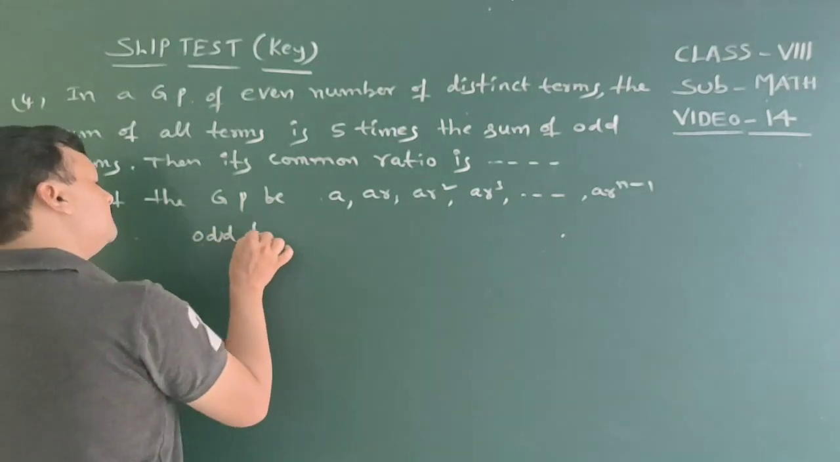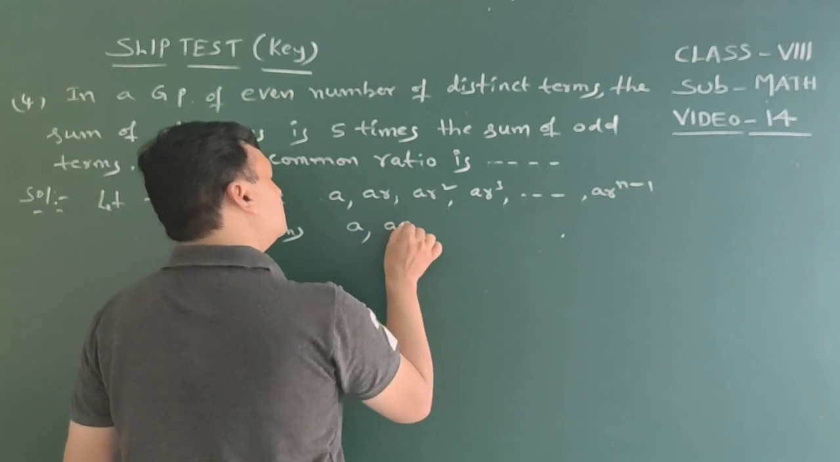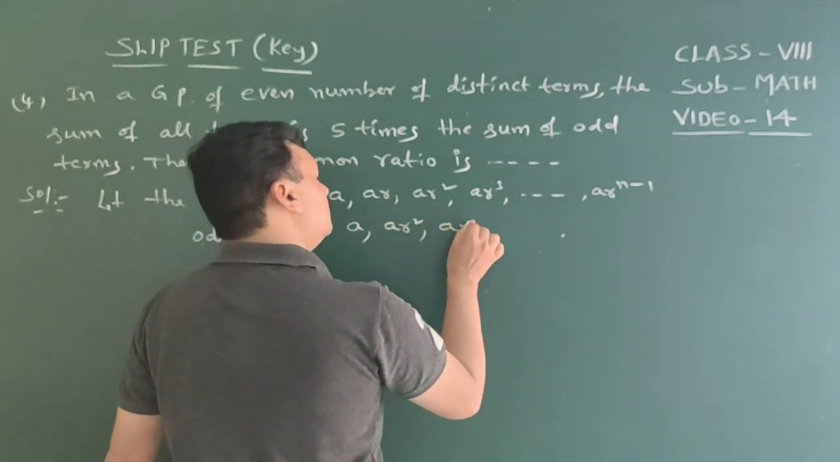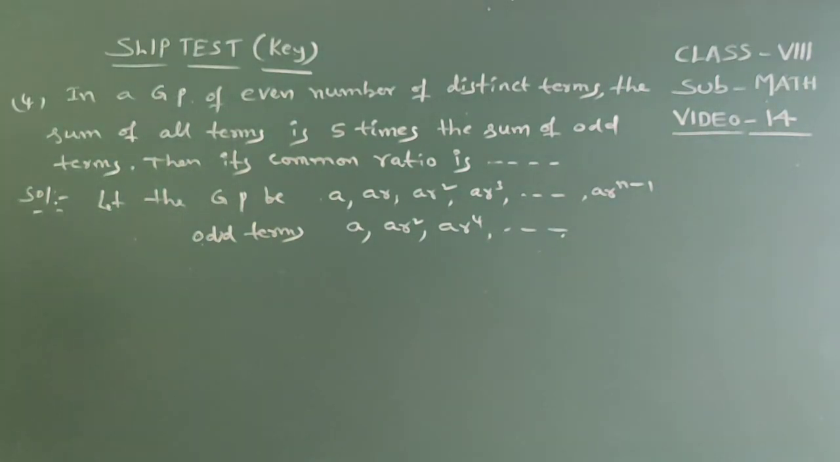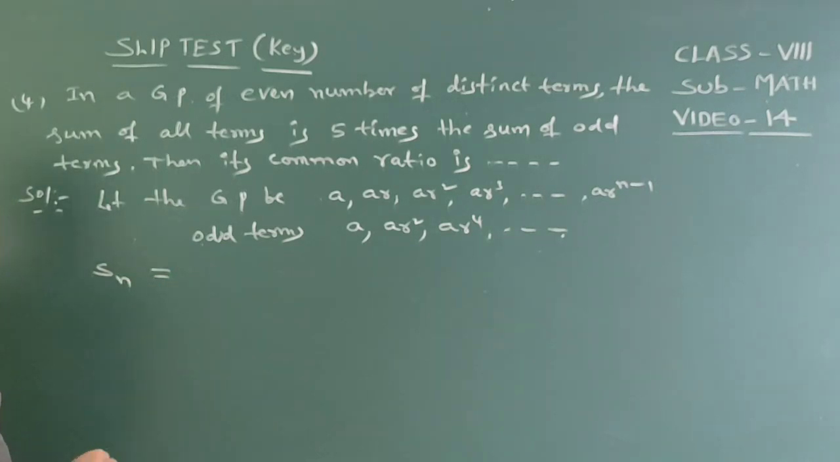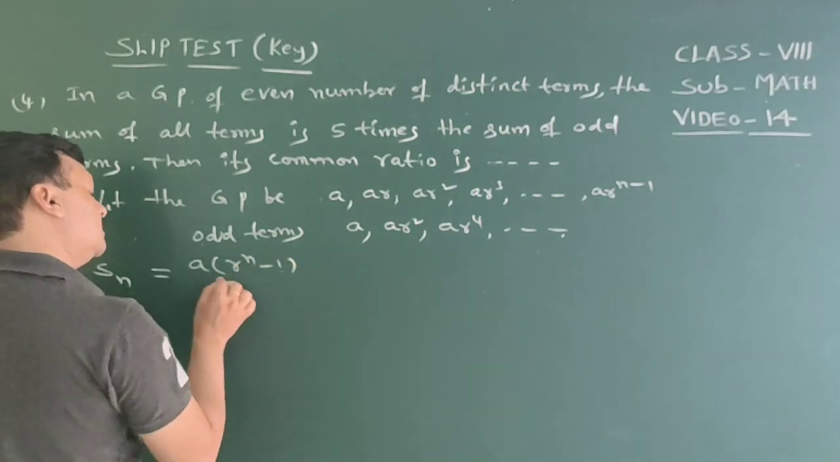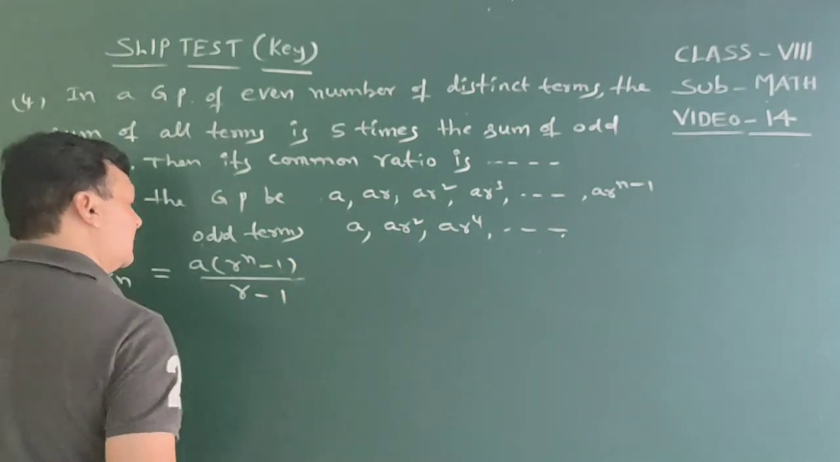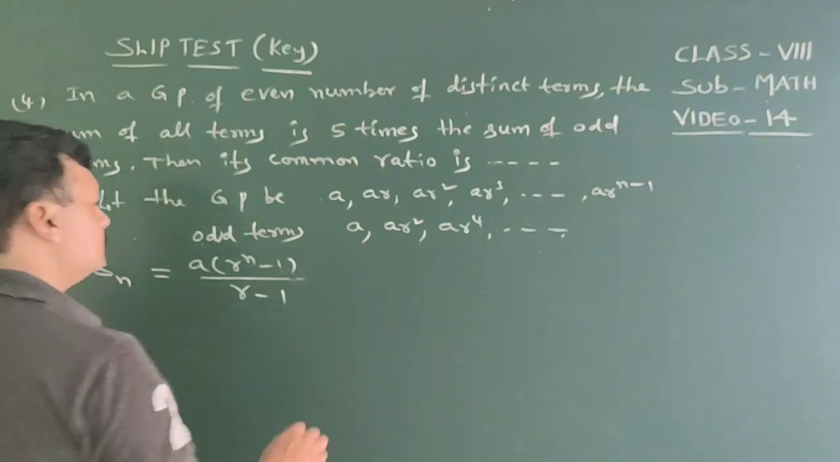Odd terms: first term, third, fifth, and so on. So here Sn equals A into R power n minus 1 by R minus 1.